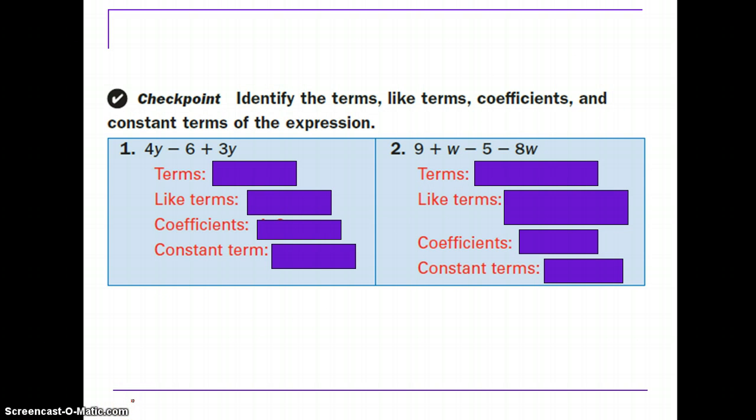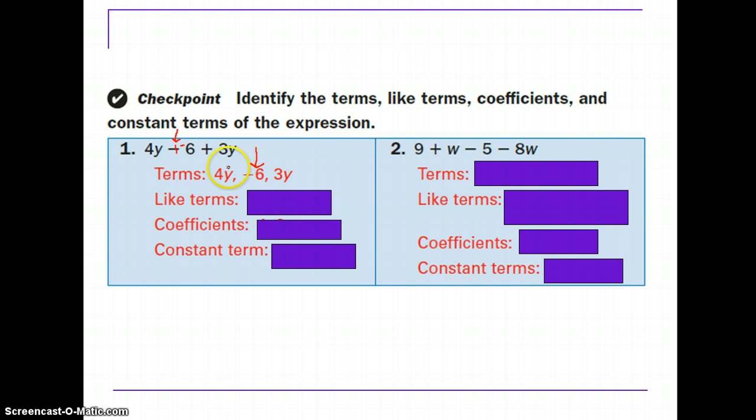At this point, please identify the terms, like terms, coefficients, and constants. Remember, change this to adding, add, and then the opposite of 6. Pause the video at this time. So we're going to change this to adding. 6 becomes negative. The terms then are 4y, negative 6, and positive 3y. If you had a positive 6 here, that's because you didn't change to its opposite. Make sure when you change everything to adding, you add the opposite.